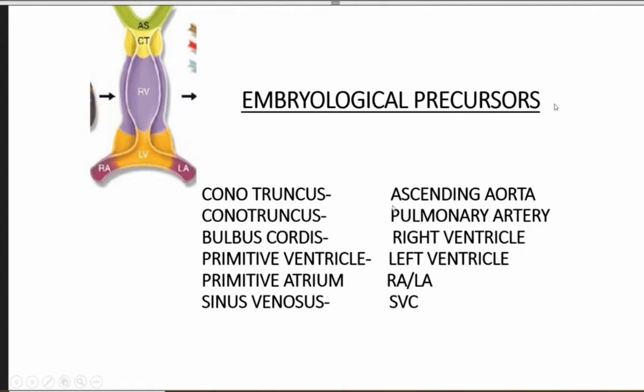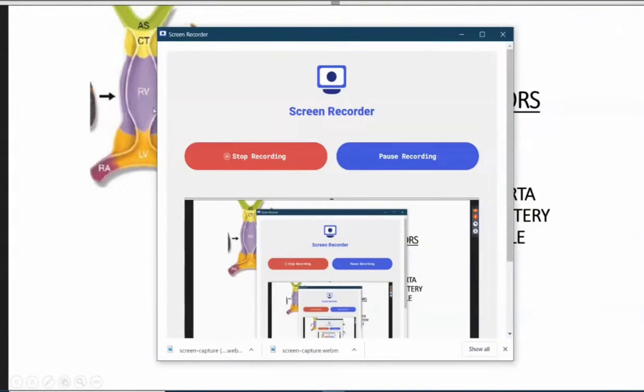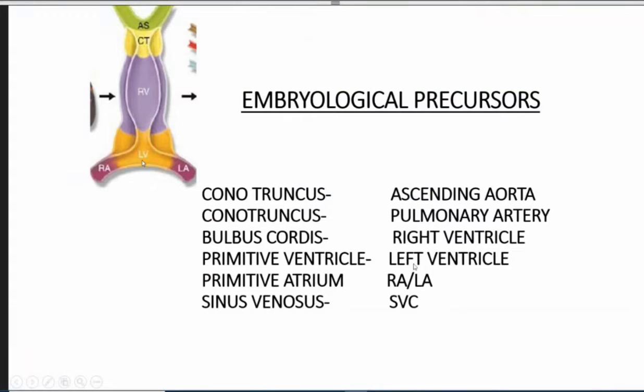The conotrunkus gives rise to ascending aorta and pulmonary artery. The bulbus cordis gives rise to the right ventricle. The primitive ventricle gives rise to the left ventricle. The primitive atria give rise to both the right and left atrium. And the sinus venosus gives rise to the superior vena cava. So you can see that initially we have aorta pulmonary artery derivative on the top, right ventricle derivative in the middle, left ventricle derivative below, and the atrial derivatives below that.